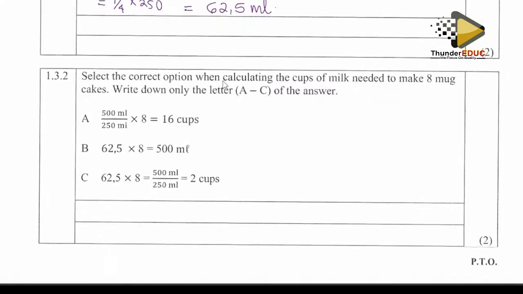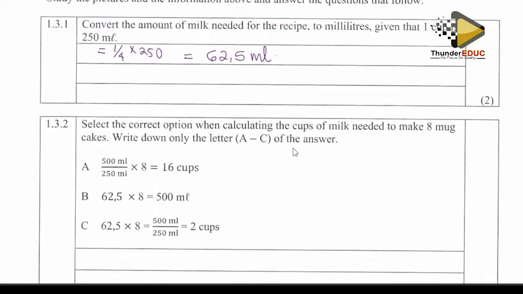Select the correct option when calculating the cups of milk needed for 8 mug cakes. So simple. What we're going to do is to get the one that we've got here. This is the only one that we need. So it's asking which option calculates the number of cups. So we shall need to do this times 8, which gives 500 milliliters. Then we divide this by 250.